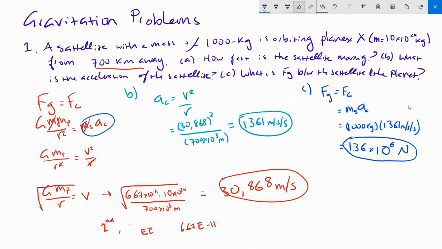I want to do one other problem with you guys. Let's play with planet X again. So I know the mass of planet X is that 10 times 10 to the 24th kilograms. Let's say the radius of that planet is going to be 10 times 10 to the sixth power of meters. And I want to know what little g is.